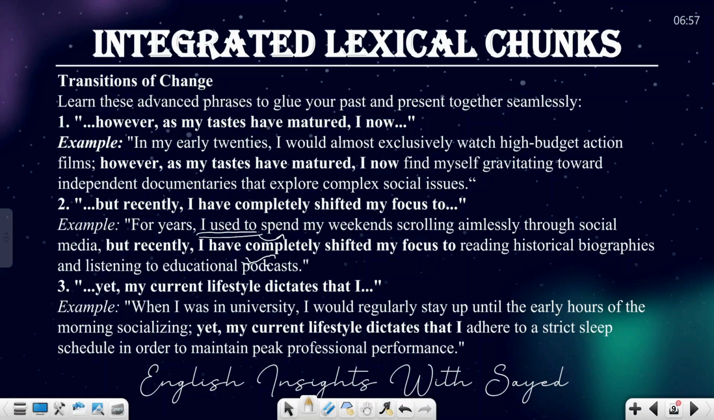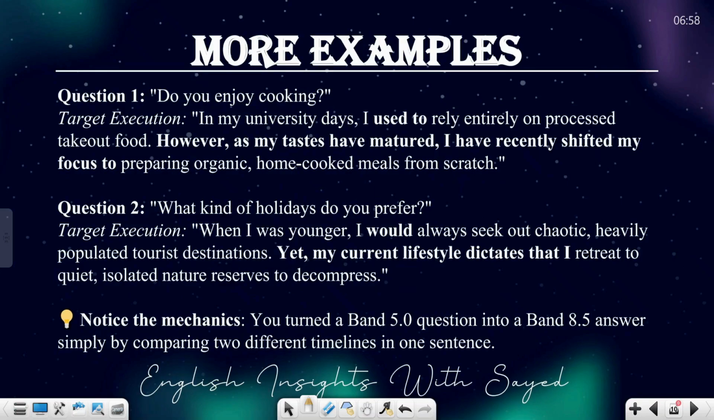Another way we could see is, when I was in my university, I would regularly stay up until the early hours of the morning socializing, yet, so you are using that transition lexicon, right? Yet, my current lifestyle dictates that I adhere to a strict sleep schedule in order to maintain peak professional performance. Okay, you stick to a strict sleep schedule in order to maintain peak professional performance. So this is how. Now another question. Do you enjoy cooking? So you could execute it in that way.